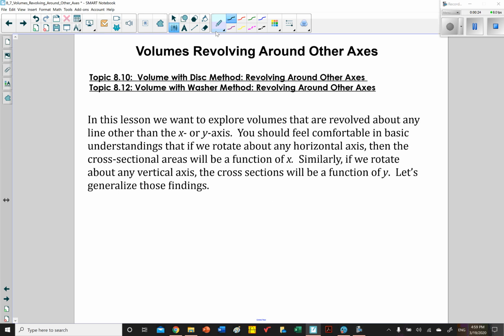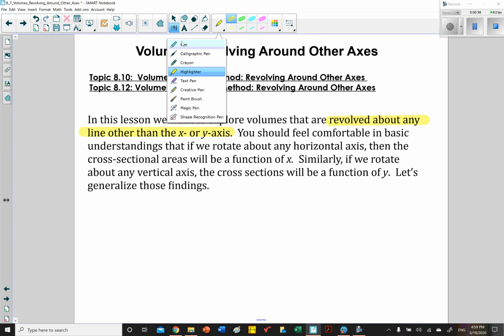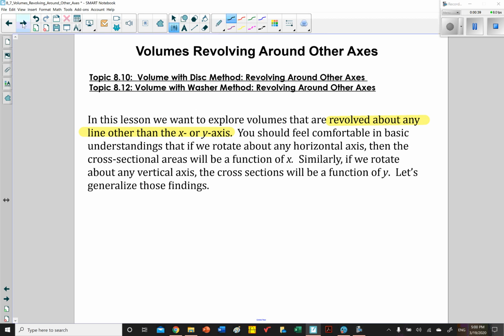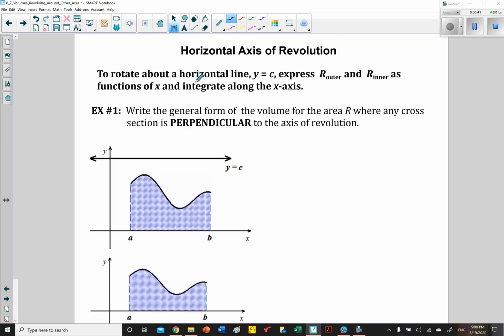It'll be a different line, so we'll have to consider things revolved around any other line other than the x or the y-axis. So you ought to feel comfortable with that. We just have to generalize these findings. So I've got some pictures here to help us wrap our brain around this.